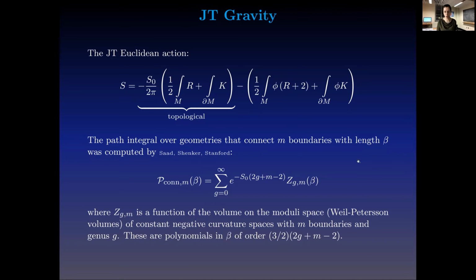And this is the formula for it, where Z_{g,M} is a function of the volume of moduli space of constant negative curvature spaces, the so-called Weil-Petersson volumes. And these are with M boundaries in genus g. So these things are polynomials in beta, beta here being the inverse temperature, of this order.